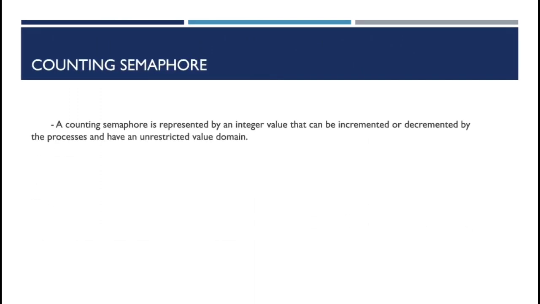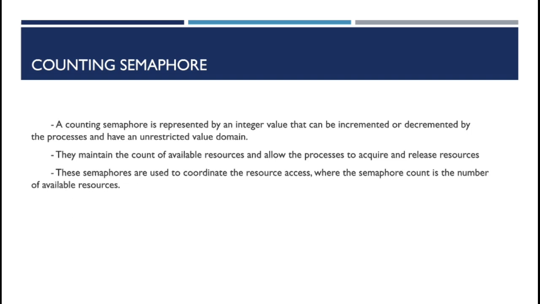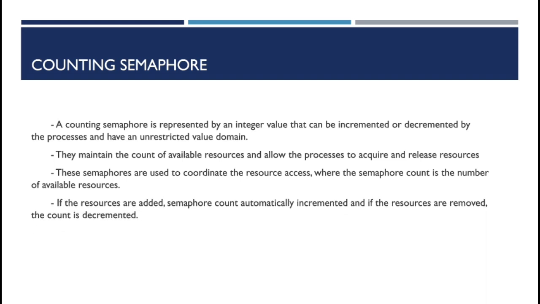A counting semaphore is represented by an integer value that can be incremented or decremented by the processes, and it has an unrestricted value domain. That means values between minus infinity and plus infinity. They maintain the count of available resources and allow processes to acquire and release resources. These semaphores are used to coordinate resource access, where the semaphore count is the number of available resources. If resources are added, the semaphore count is automatically incremented, and if resources are removed, the count is decremented. If no resources are available, the process will be blocked until a resource becomes available.